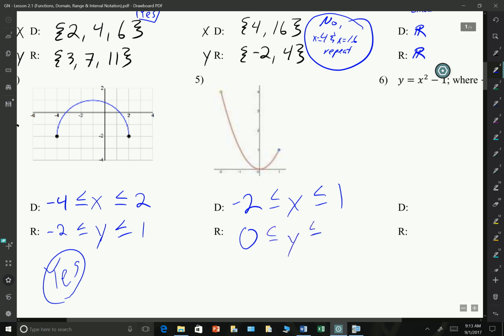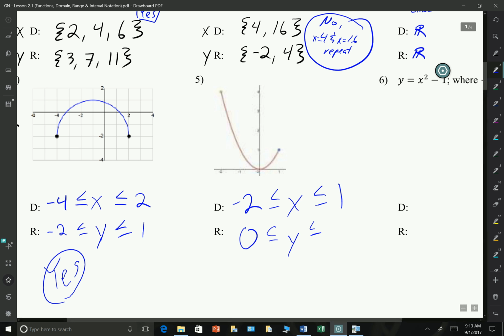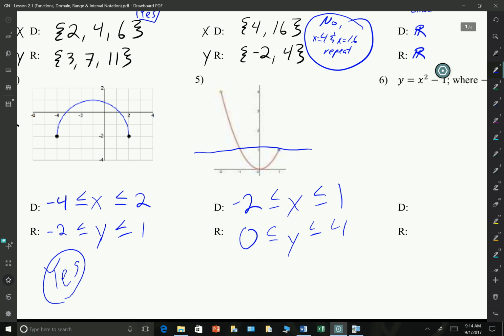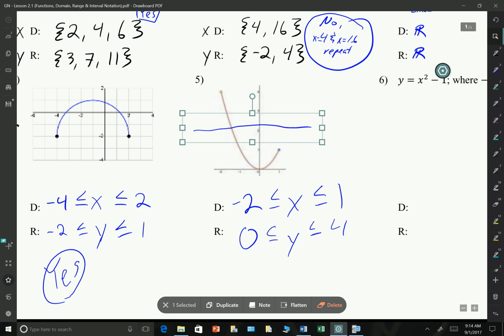Where does it stop touching the graph? 4. You say 4? Why not 1? Because if I do a horizontal line here, it's touching the graph, right? When I go above it and start dragging, it's not touching here anymore, but is it touching any part of the graph? So it doesn't matter that it stopped over here on the right side, as long as it's touching any part of the graph.